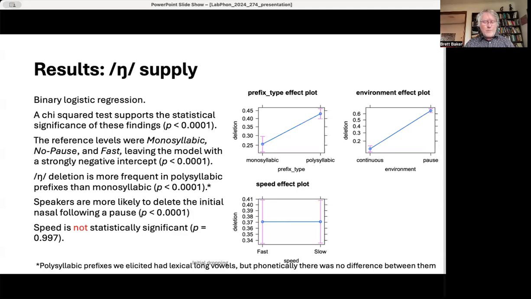We fitted a binary logistic regression to the results, and a chi-square test supported the statistical significance of the findings at quite a high value. Those were the reference levels, and what we find is that deletion of initial velar nasal is much more frequent for polysyllabic prefixes like nambul than it is for monosyllabic ones like na. Secondly, that it's much more common when there's a preceding pause in the environment than if there isn't. But whether or not the speaker was speaking quickly or slowly had no effect on the rate of deletion.